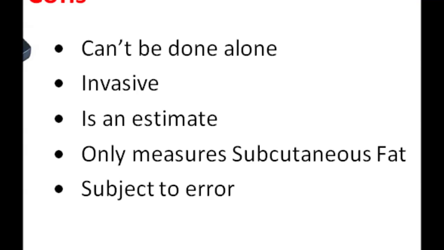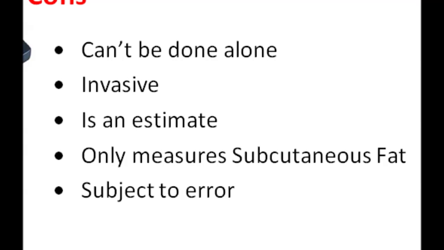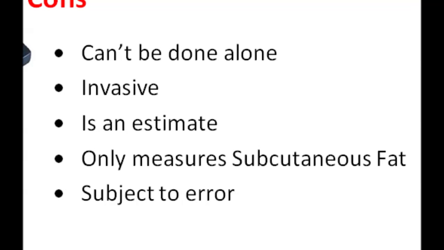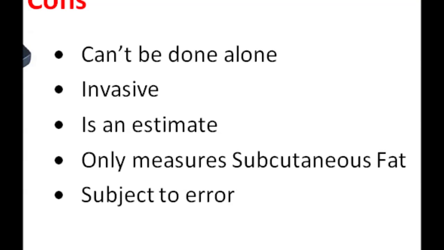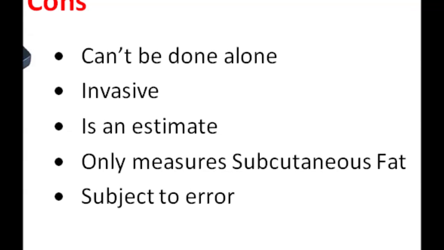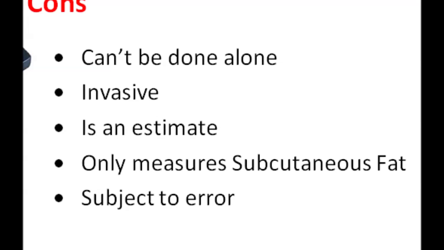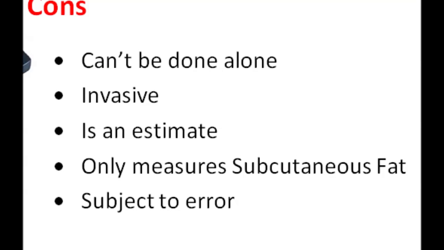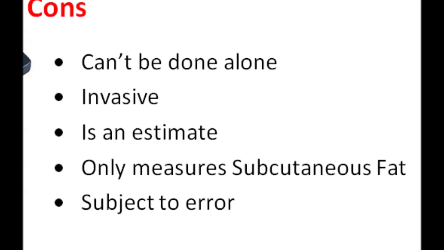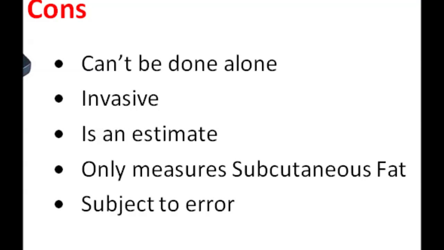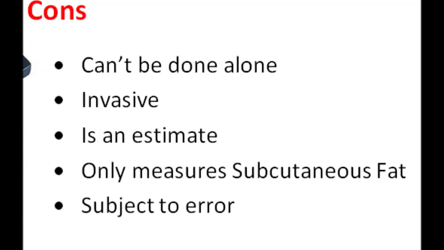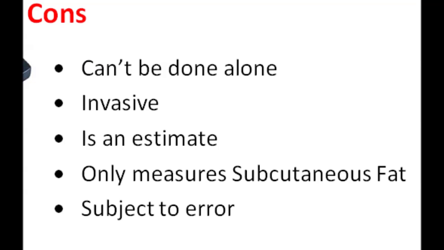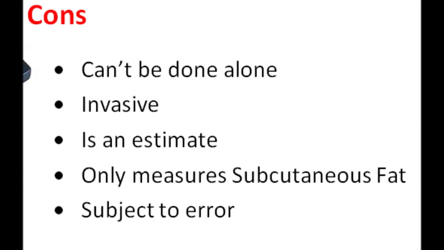Some of the cons would be that some measurements can't be done unless there's another person taking them. For example, the subscapularis site is right next to the scapula, more medial, and it would be very hard to take that measurement on your own, or at least you wouldn't get an accurate reading. Another con would be that the skinfold procedure relies on an assumption that may or may not be true, and that's that the fat under the skin is proportional to the total body fat.